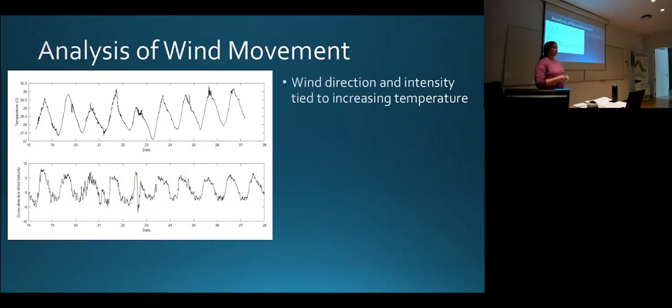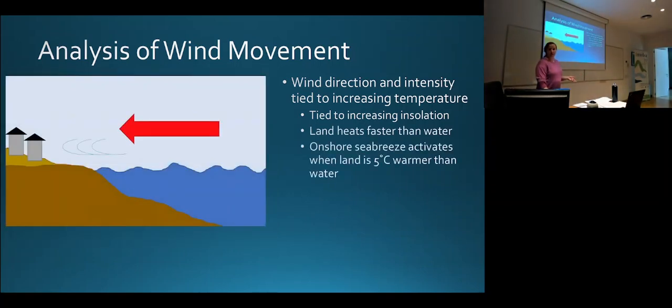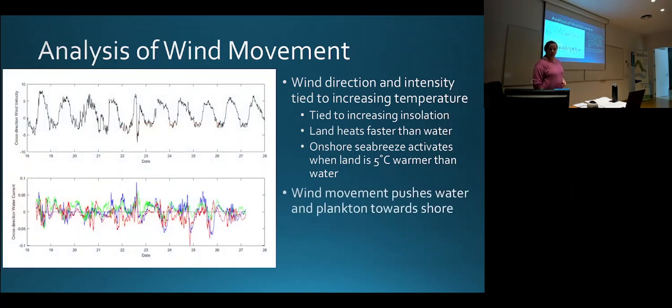Wind direction and intensity, and this is actually well known, is tied directly to increasing temperature here. It's tied to the increasing insolation, so land heats up faster than water. Here in Mallorca, the onshore breeze starts when the land temperature reaches 5 degrees higher than the sea surface temperature. It's a well-known phenomenon, and at that point you get very strong winds blowing onshore.